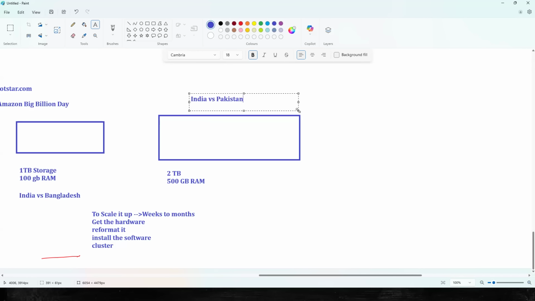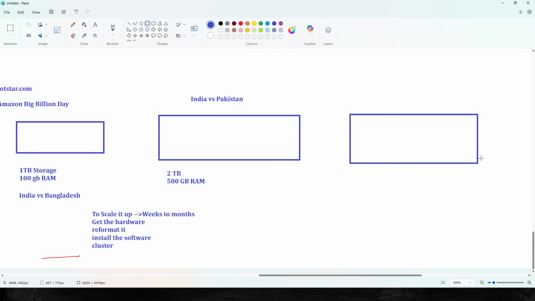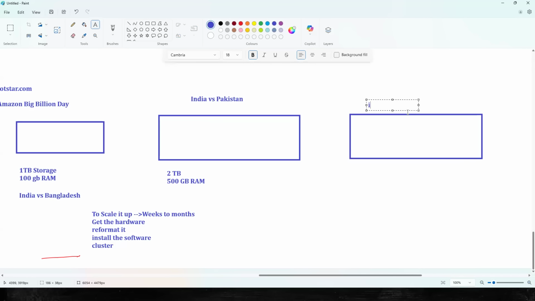Now, what is the next thing? Next day, what about these resources? Additionally, 1 TB, additionally 400 GB RAM. Next day, what is going to happen? India versus Oman is happening. Getting me? India versus Oman. Now think of it: what about the 1 TB disk, and what about the 400 GB additional RAM?